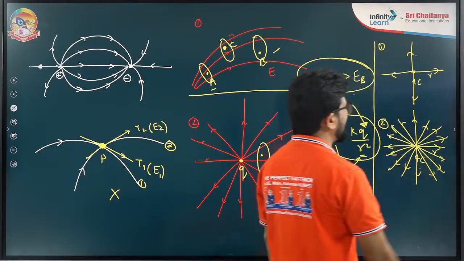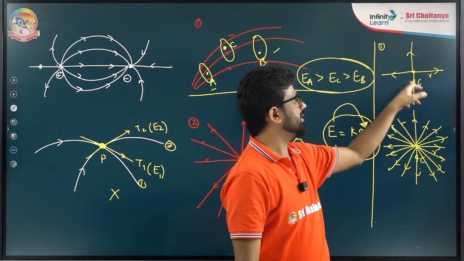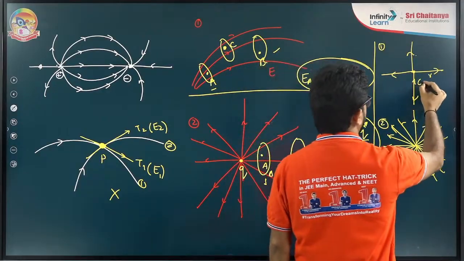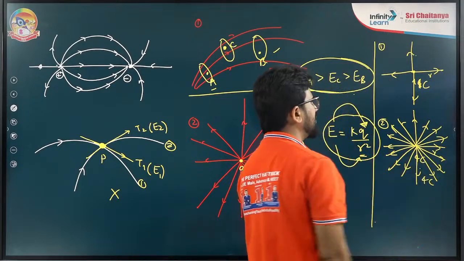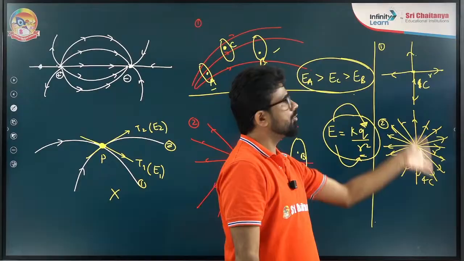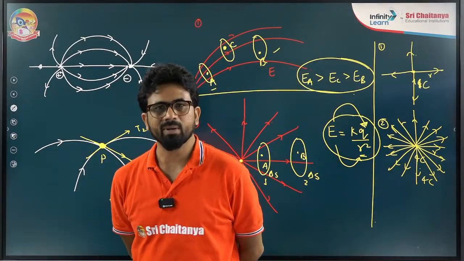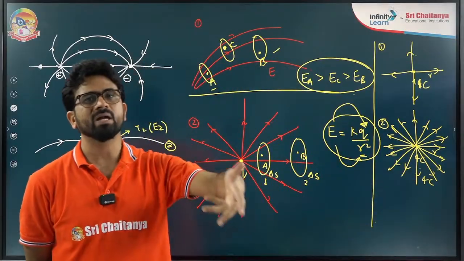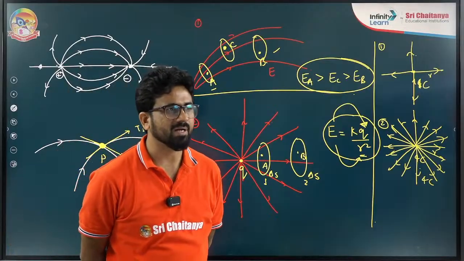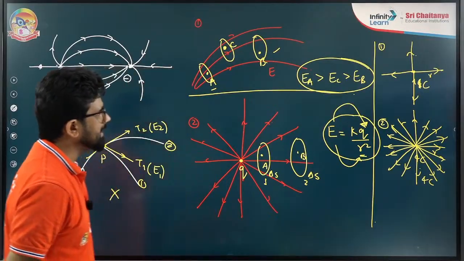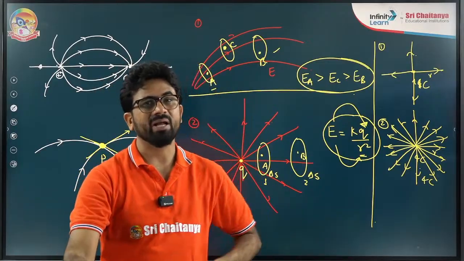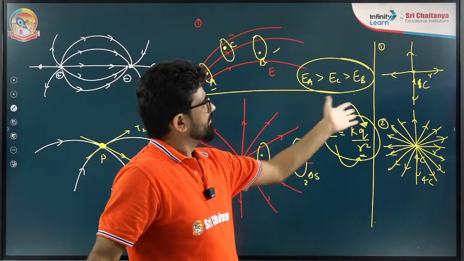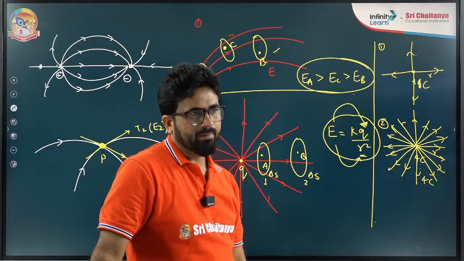These are 16 field lines. So if it is a 1 coulomb charge, and this is a 4 coulomb charge, in the 4 coulomb charge the number of field lines would be 4 times. If the charge becomes 10 times, the number of field lines also becomes 10 times. Is this line clear to you? Because the field strength becomes 4 times, the number of field lines would also be 4 times.